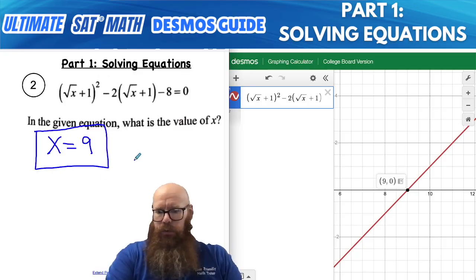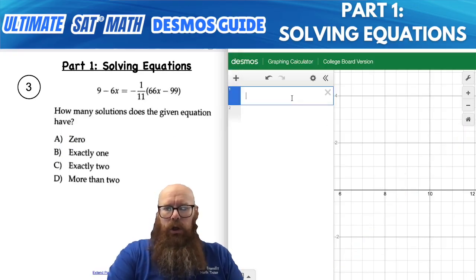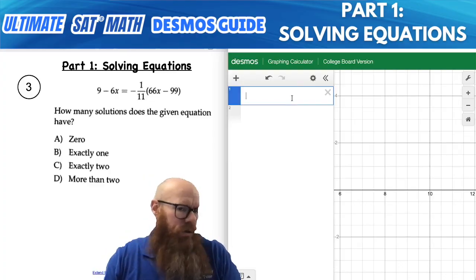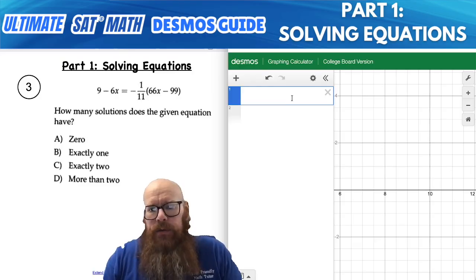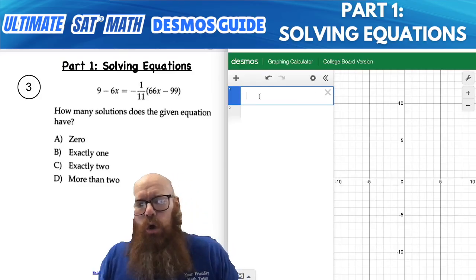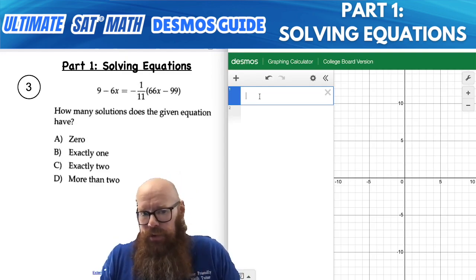Okay, let us move on to the last problem in this part. What we're going to do here is realize that they want to know how many solutions. So we definitely want to use Desmos for it. The thing is, if there's no solutions or more than 2 solutions, you are going to be looking at a blank Desmos graph, and you're not going to know the difference.